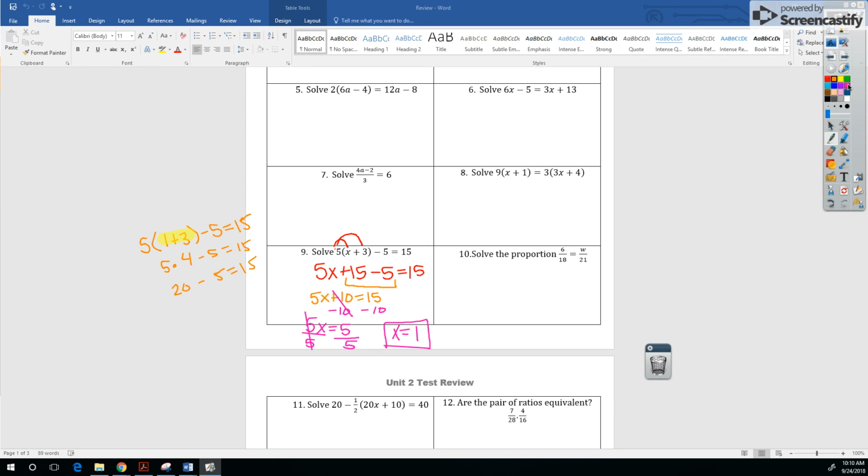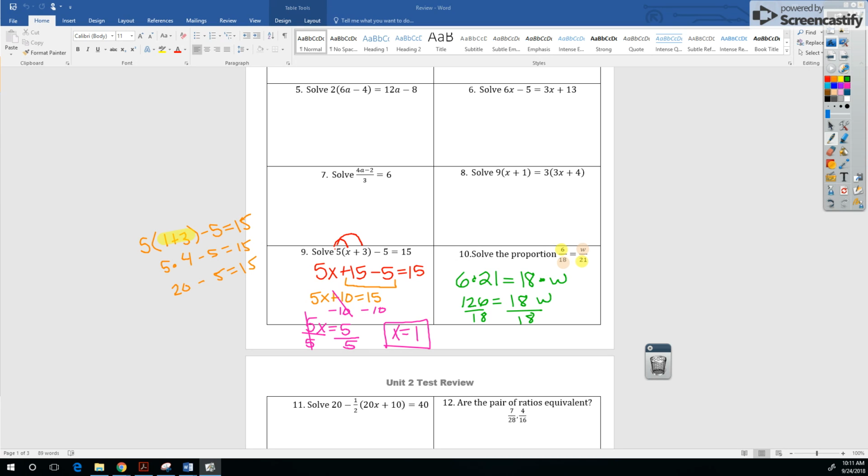Proportions, there's a lot of different ways that we can go about this. A lot of you know butterfly or cross multiplication. So we know that the numerator of one of our fractions times the denominator of the other fraction has to equal the numerator of the other fraction times the denominator of the other fraction. So basically, 6 times 21 needs to equal 18 times W. 6 times 21 is 126. So to get our solution, we're going to divide by 18.